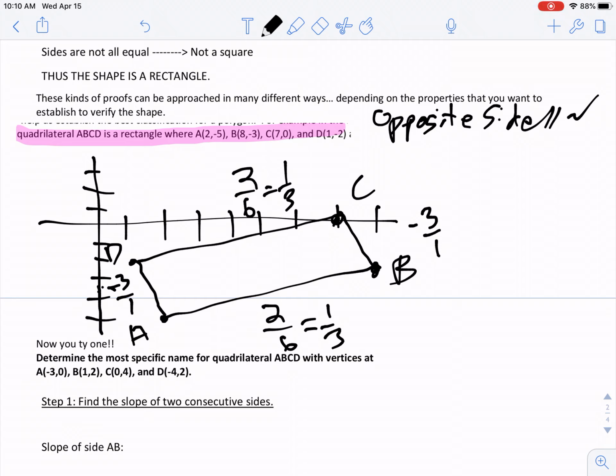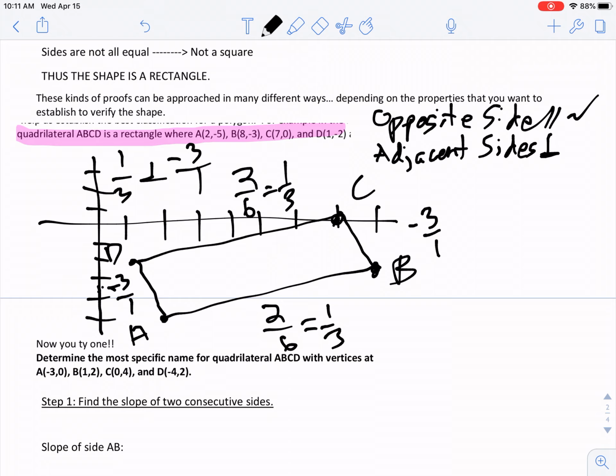All right. Now, are adjacent sides perpendicular? Basically, is 1 over 3 perpendicular to negative 3 over 1? They're opposites. One's positive, one's negative. And the fractions are reciprocals, because 3's on the bottom of one, 3's on top of the other. So, yes, adjacent sides are perpendicular.